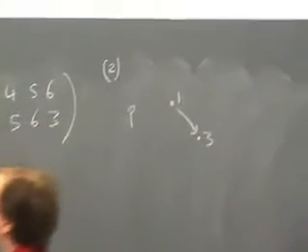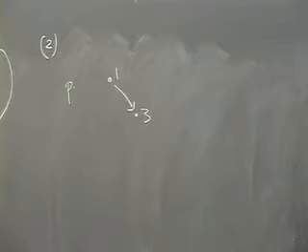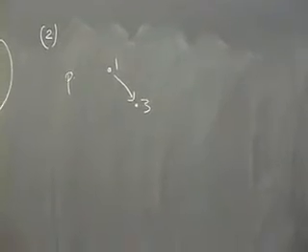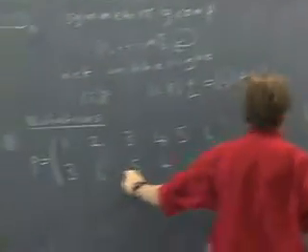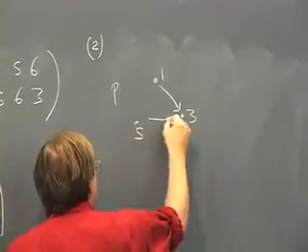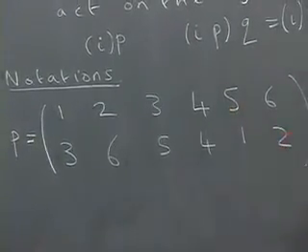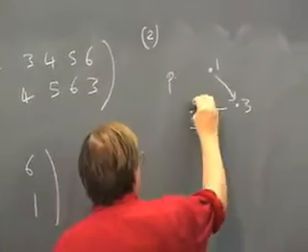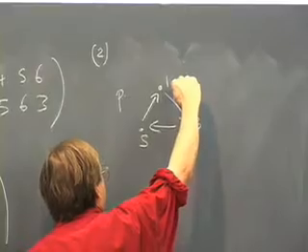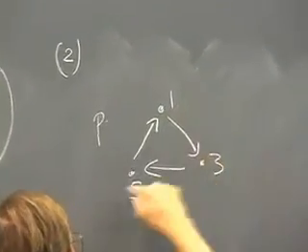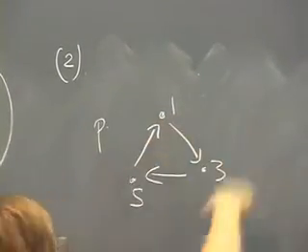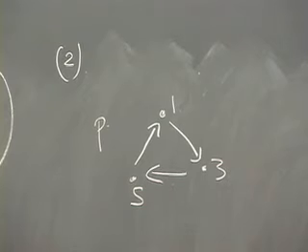And then if you look at 3, 3 goes to 4. Sorry, I'm doing the wrong one. 3 goes to 5 under P. And 5 goes back to 1. So if you keep applying P, then 1 goes to 3, goes to 5, goes to 1. It's just going to cycle round these 3 points.